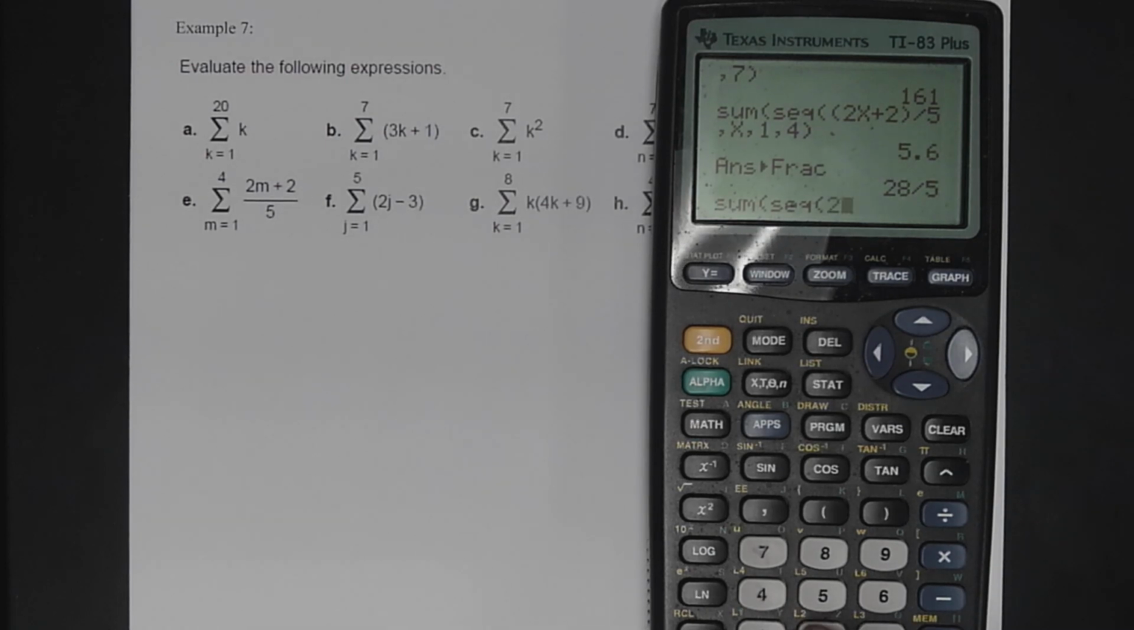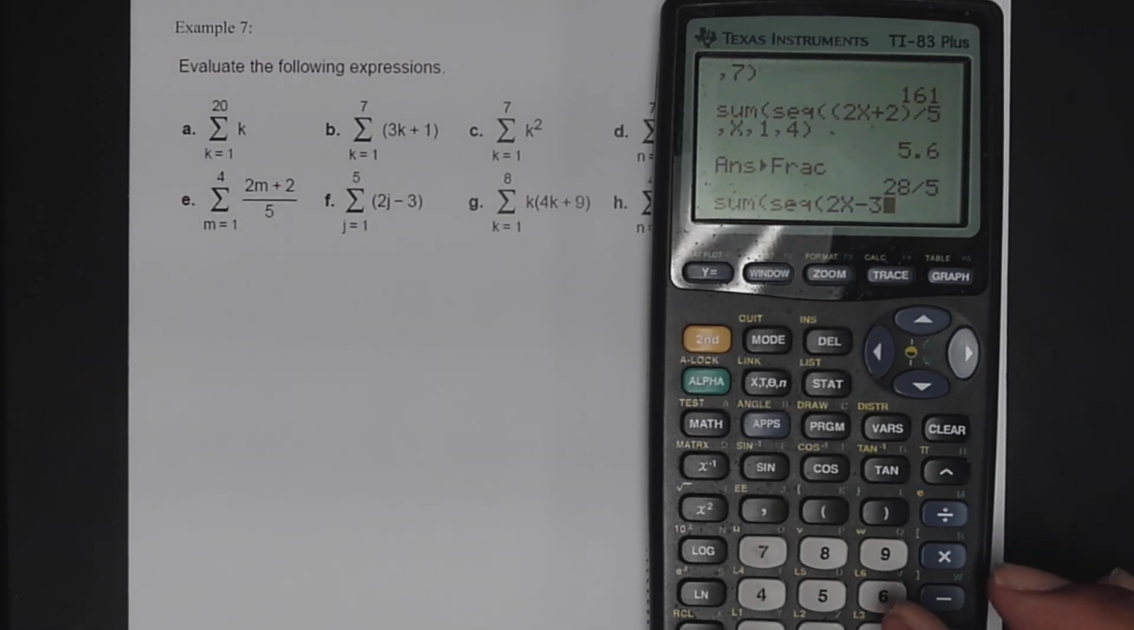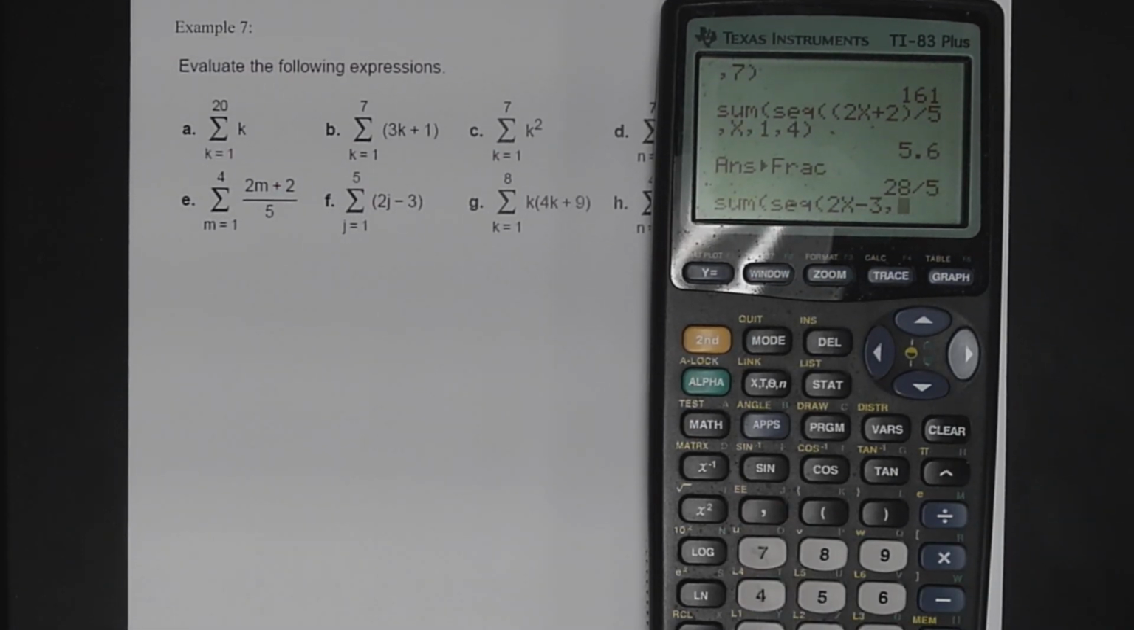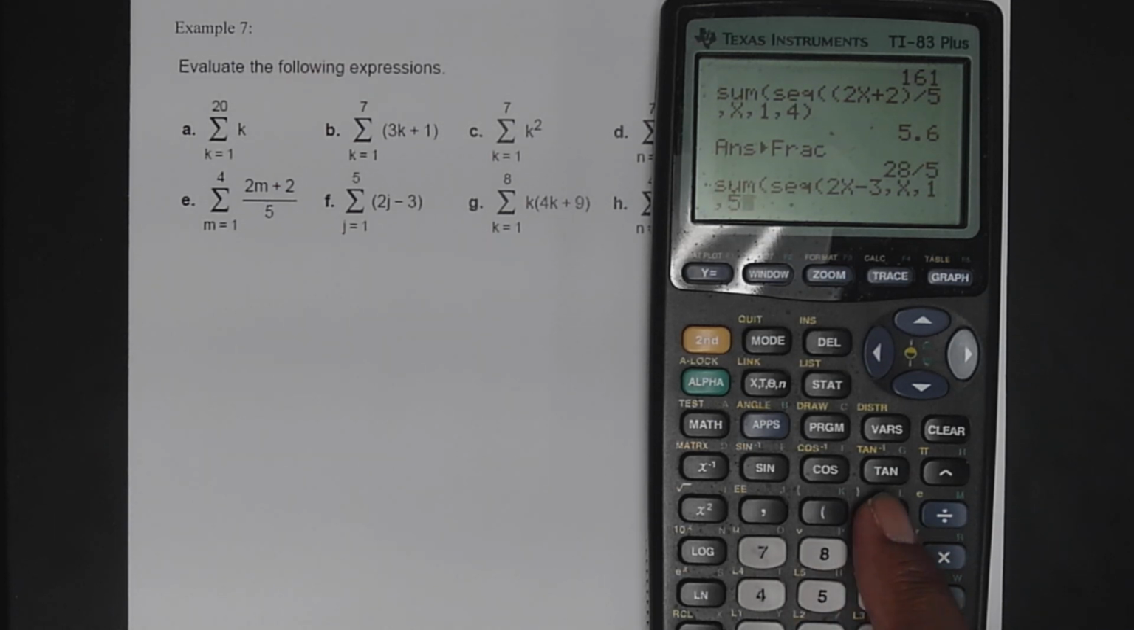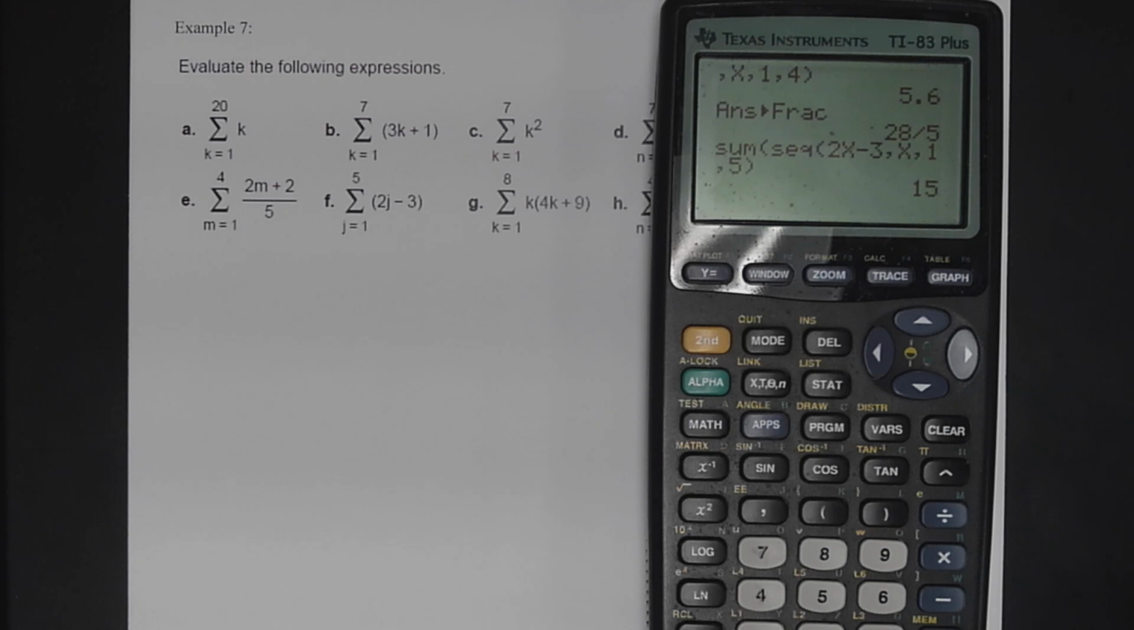So it'll be 2, x-t-theta for the x, minus 3. And then separate that by a comma. The variable I'm using is x, so I have to press x-t-theta-n to get the x. Then comma. My lower limit is 1, so I type in the 1, comma, upper limit, that's 5. Close parentheses, and then press enter. So here I get the answer of 15.